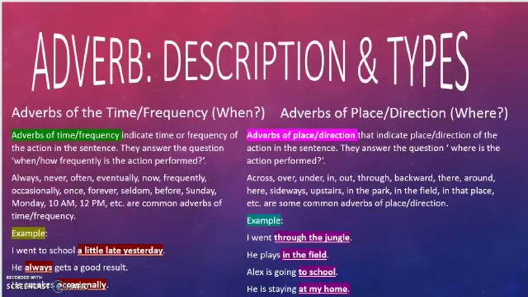Next part is adverbs of place or direction. It means where. Adverbs of place or direction indicate the place or direction of the action in the sentence. They answer the question where is the action performed. For example, across, over, under, in, out, through, backward. So these are all considered to be adverbs of place. For example, I went through the jungle. He plays in the field. Alex is going to school.